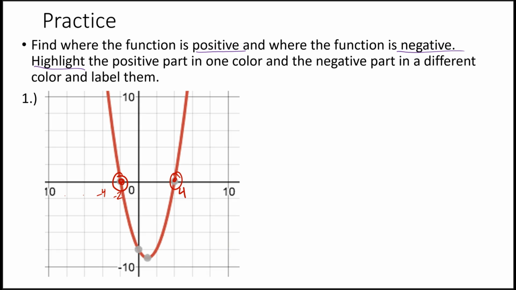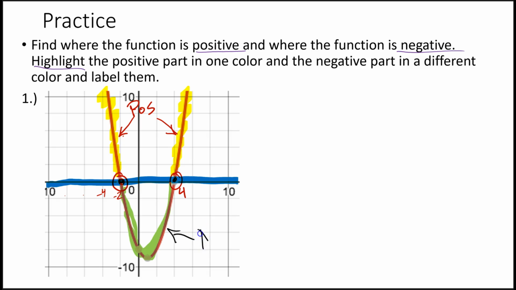And then we go ahead and we highlight. So above my x-axis, so let's just quickly distinguish. So there's my x-axis with my x-intercepts. And above the x-axis, we have that portion here, that portion here. So both of those are positive. And then the portion below my x-axis, this portion down here, would be the negative portion of the graph. Let's go ahead and write that out.